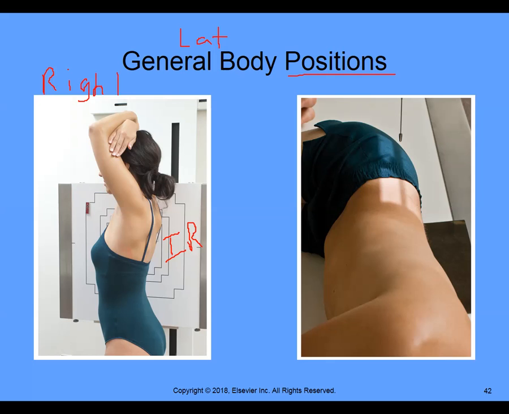And this right lateral can be either erect, like the way she is, or it could be with her lying down on her right side. It would still be a lateral position. The second picture over here, this is a patient lying down on their left side. So then this would be a left lateral.